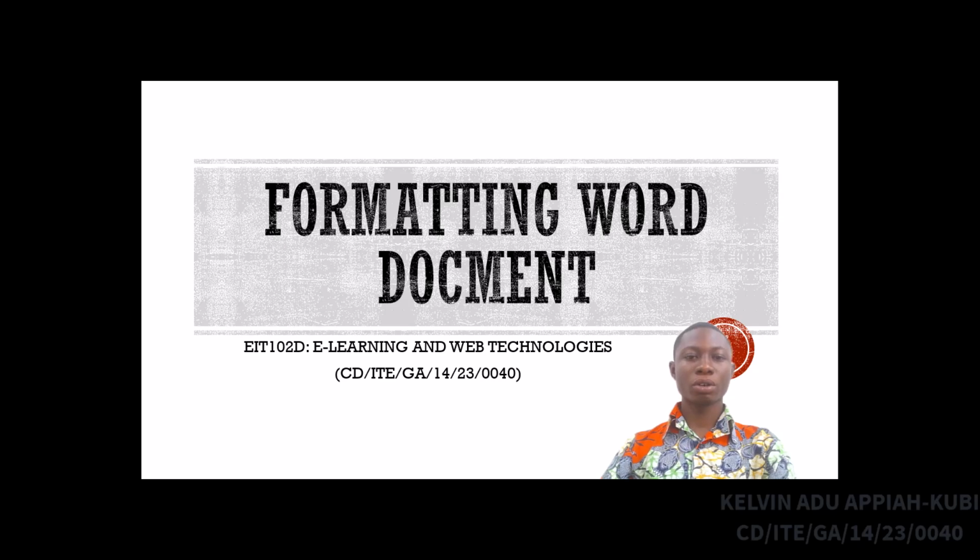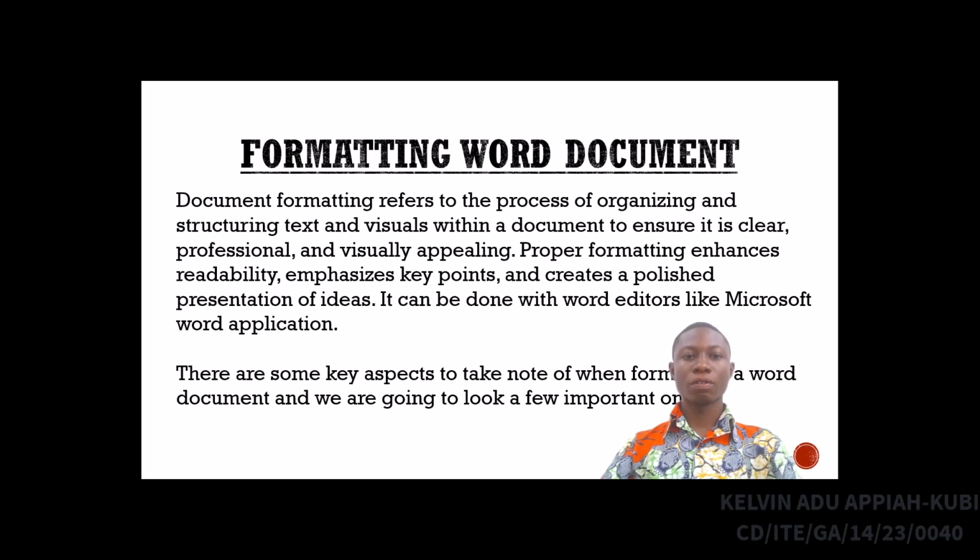Okay, formatting Word document. Formatting Word document refers to the process of organizing your text and visuals within a document to make sure it's clear and professional, and also presentable or visually appealing. When you format your text properly, it makes sure your text is readable or legible, and it emphasizes the key points in your text. It can be done with editors like the Microsoft Word application.